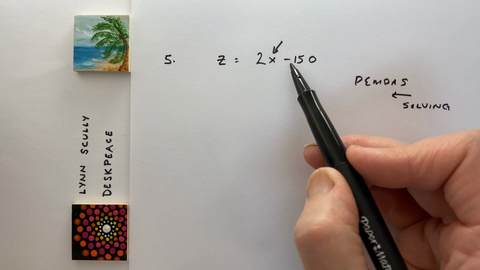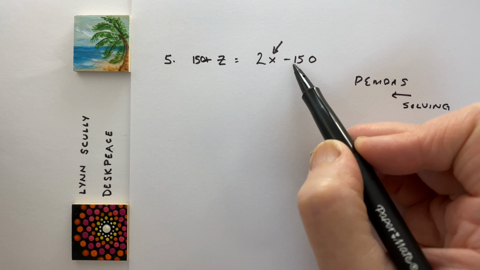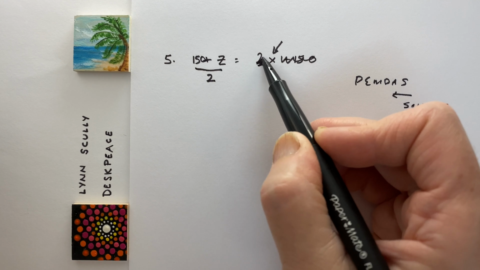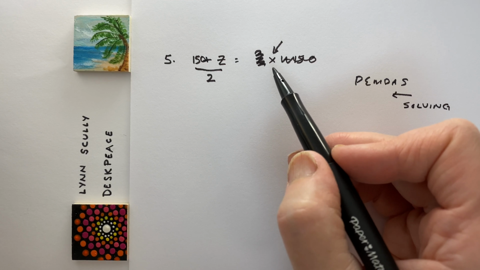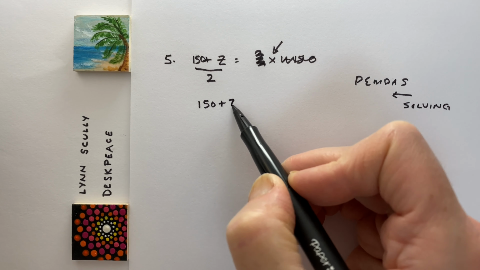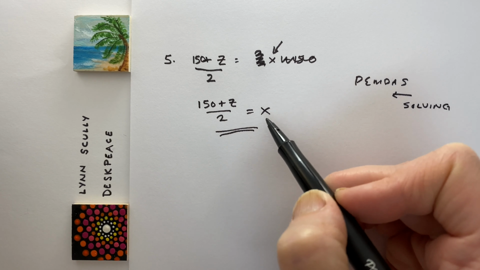The 150 is attached by subtraction. I move that first by addition to the other side of the equal sign. Now, 2 is attached to x by multiplication. To undo multiplication, divide it to the other side of the equal sign, and I'm done. My x is alone, and the answer is 150 plus z all over 2. I have solved for x in terms of z.